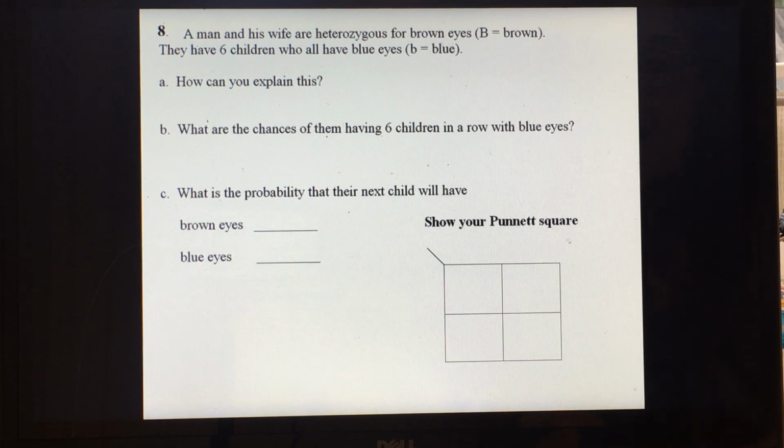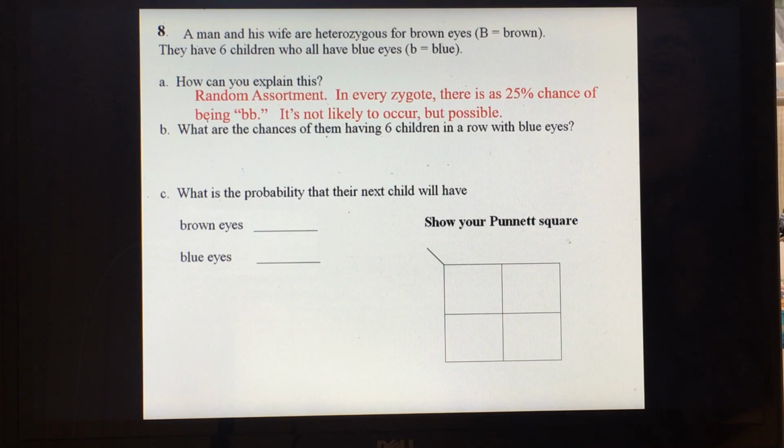A man and his wife are heterozygous for brown eyes. They have 6 children who all have blue eyes. How is this possible? Well, random assortment. In every zygote, there's a 25% chance of producing a homozygous recessive individual. It's not likely to occur, but it's possible. So how can we predict the chances of them having 6 children in a row with blue eyes? Well, it would be 1/4 to the 6th power, or 1 over 4,096. The way we figure these out is to understand the laws of probability.